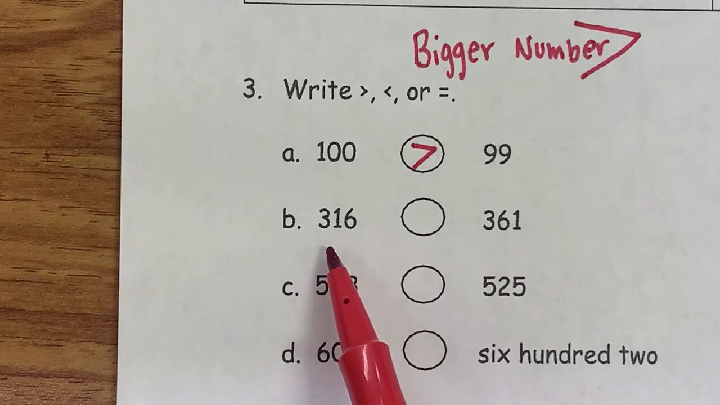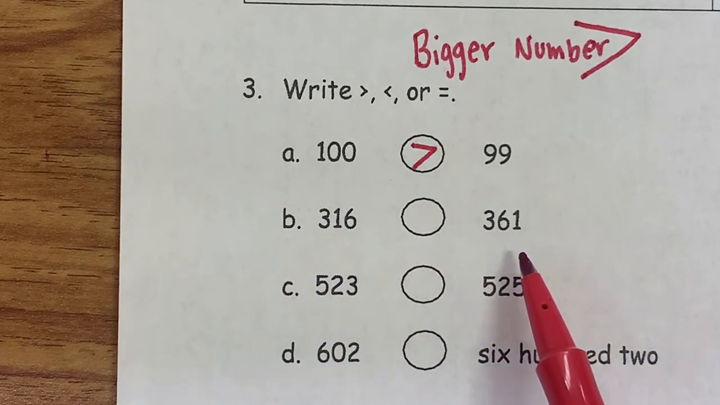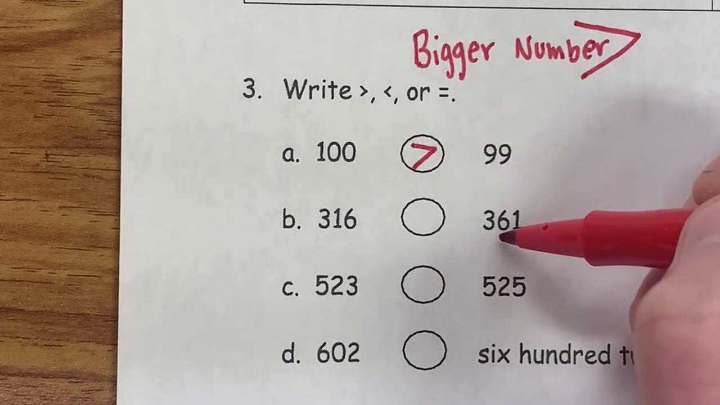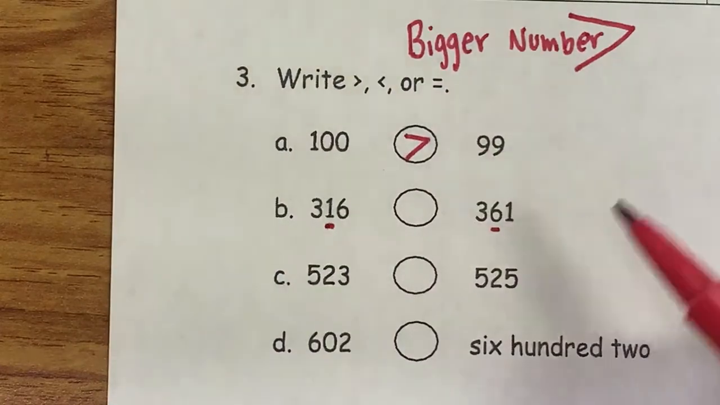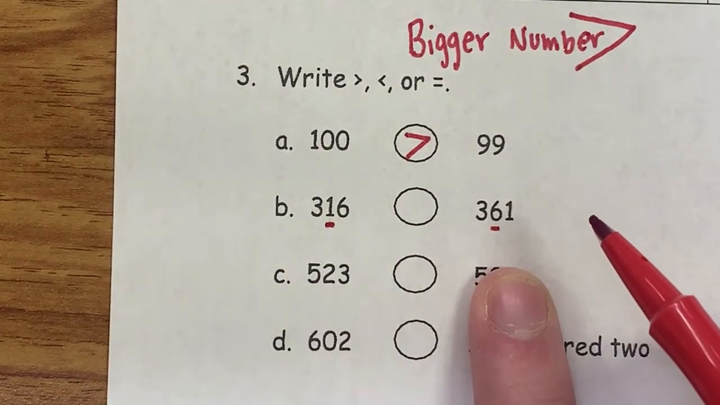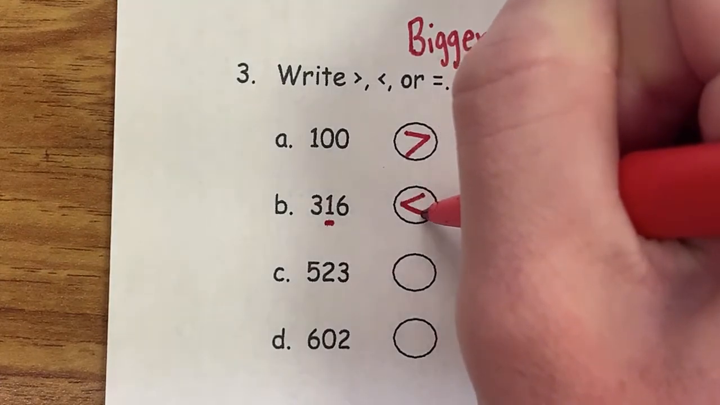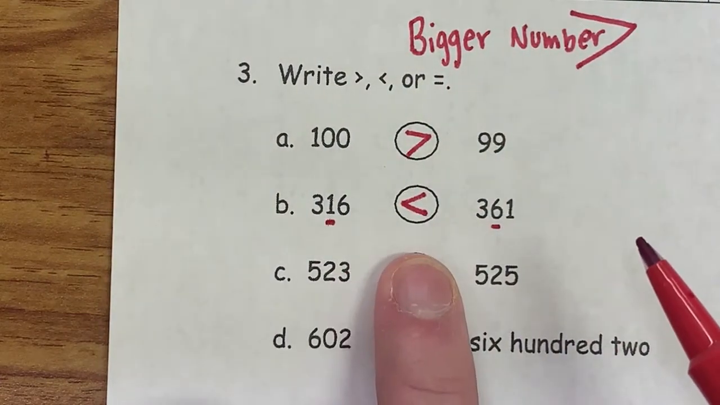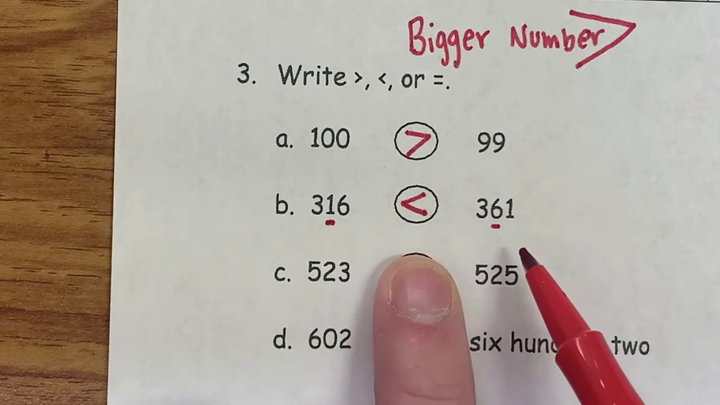B, we have 316, and we have 361. So remember, in our tens place, we have 6, and then we have 1. So we know 361 is going to be our bigger number. So this time, we are going to have our greater than sign facing the other way.